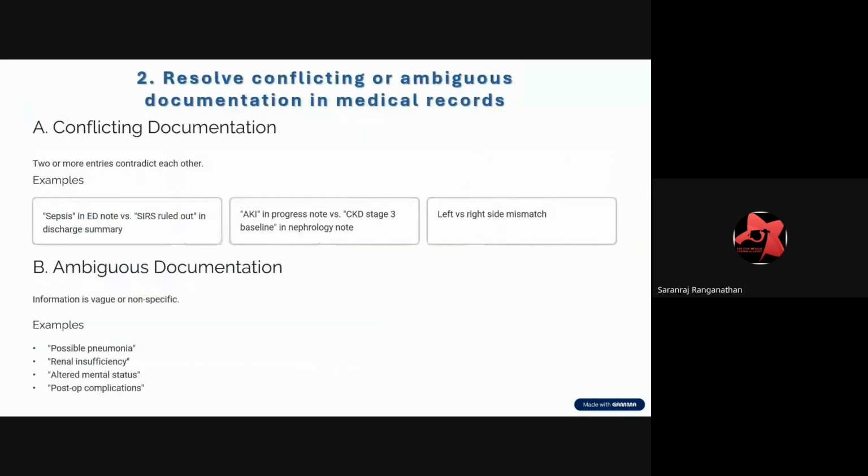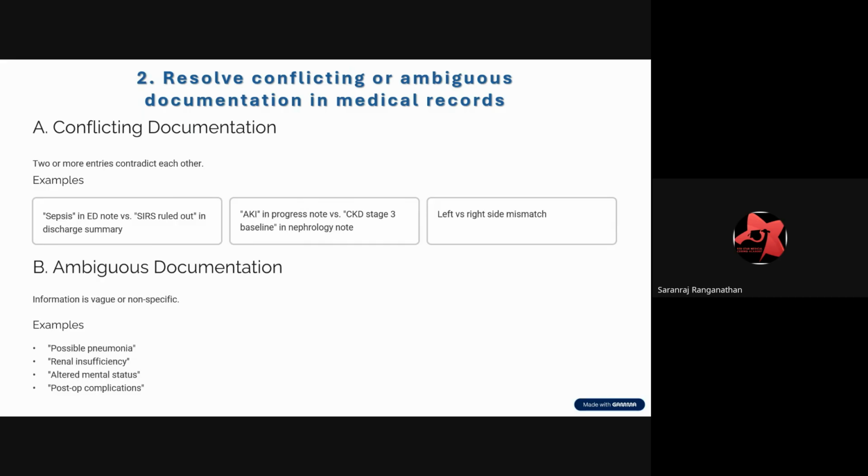Okay, the next important topic in documentation is domain 2, that is, resolve conflicting or ambiguous documentation in the medical record. Resolve conflicts, confusions, and ambiguity, which means improper usage of documentation.